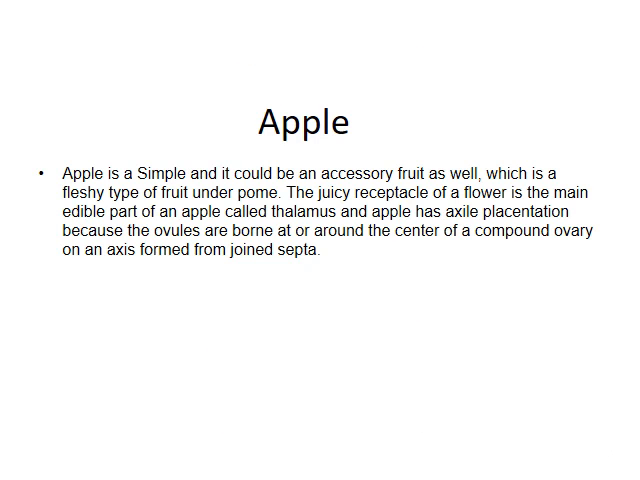Apple is a simple and it could be an accessory fruit as well, which is a fleshy type of fruit under pome. The juicy receptacle of a flower is the main edible part of an apple called thalamus. An apple has axile placentation because the ovules are borne at, or around the center of a compound ovary, on an axis formed from joined septa.